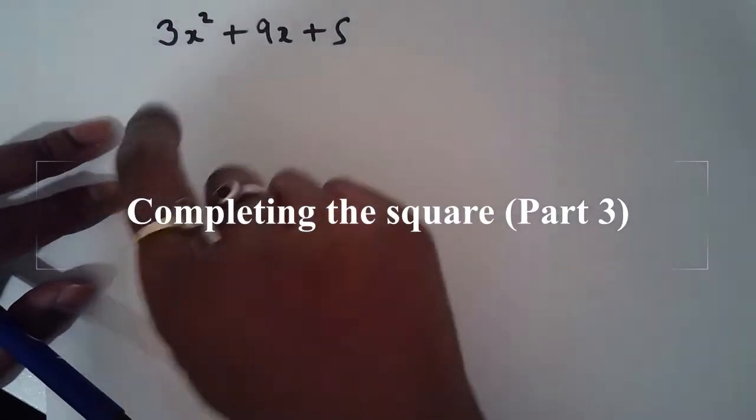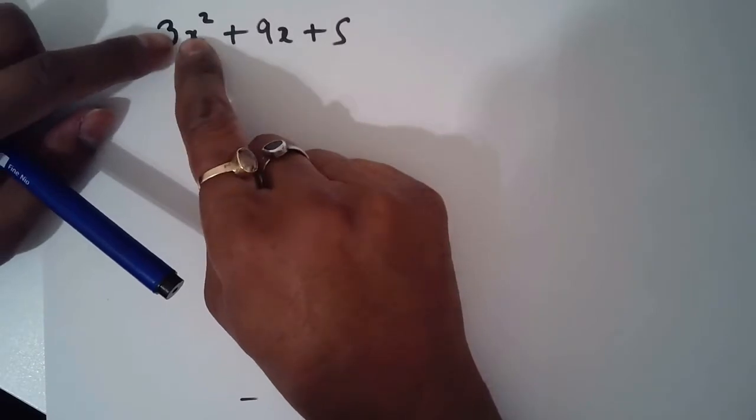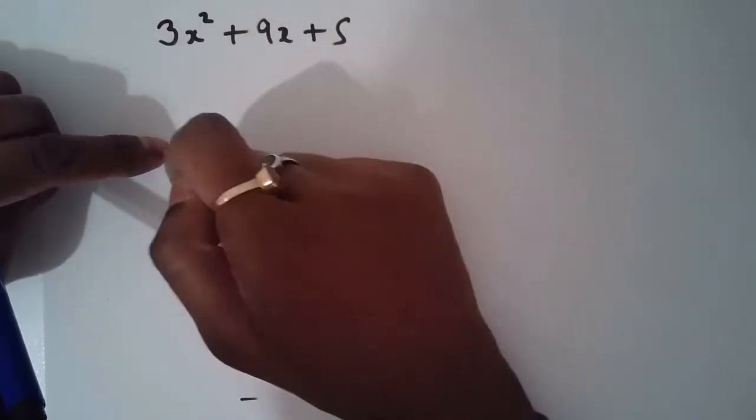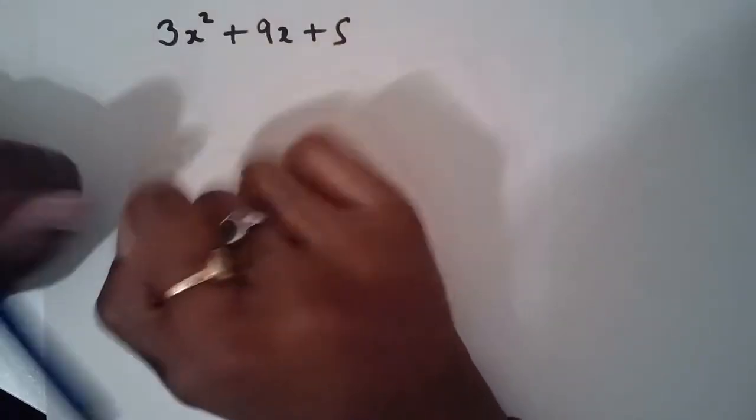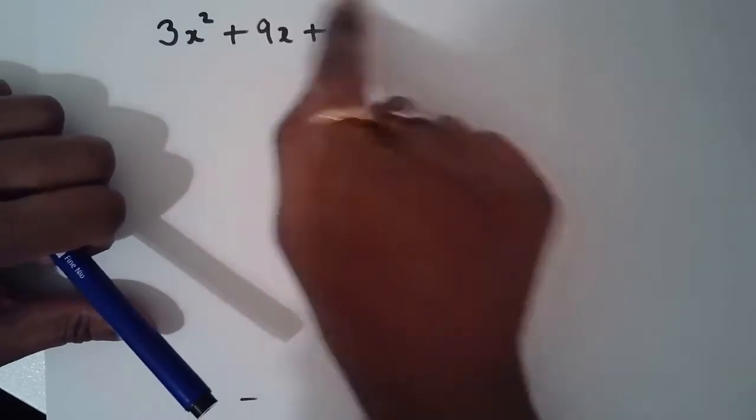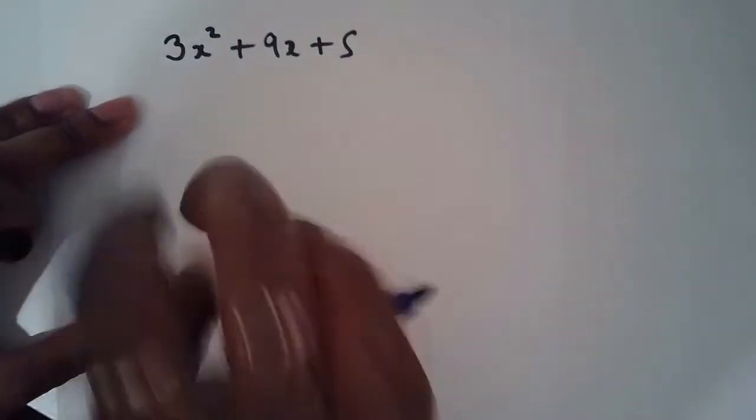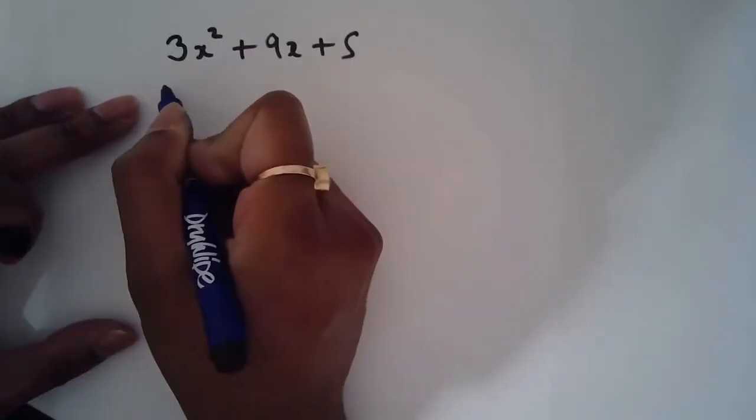In previous videos, I've been completing the square where there isn't a number in front of the x squared, i.e. with the coefficient of x squared of just 1. But here, there's a number there, so that makes it more challenging. But I'm going to complete the square. First of all, I'm going to take away the 3, not completely rub it out. And this is what I'm going to do.